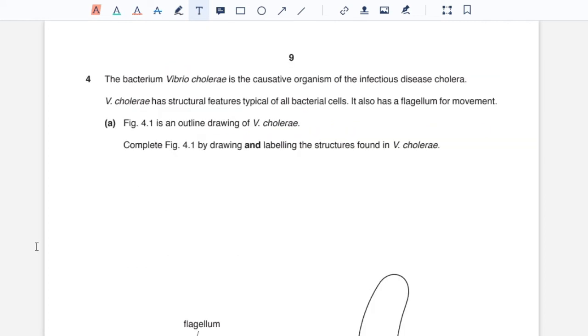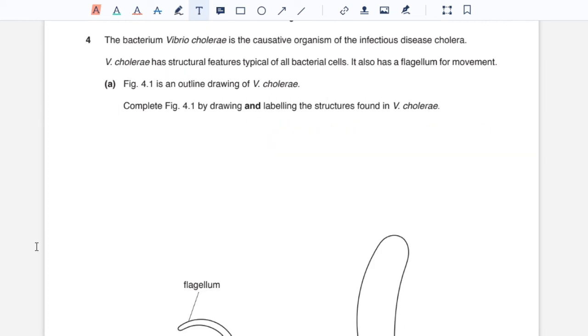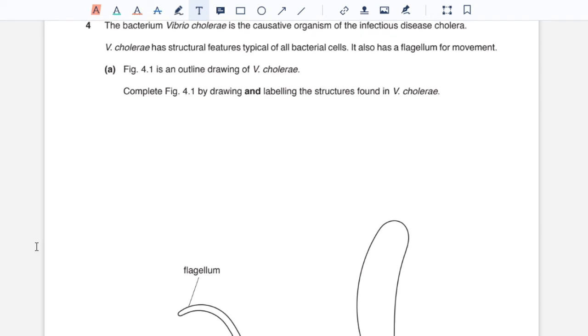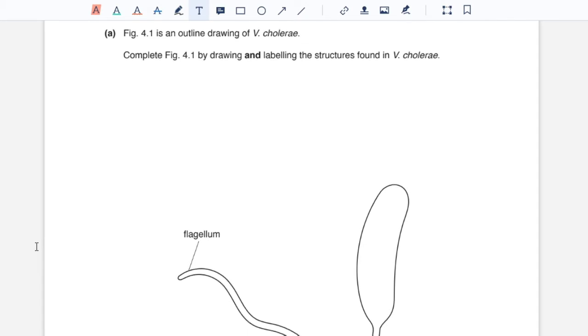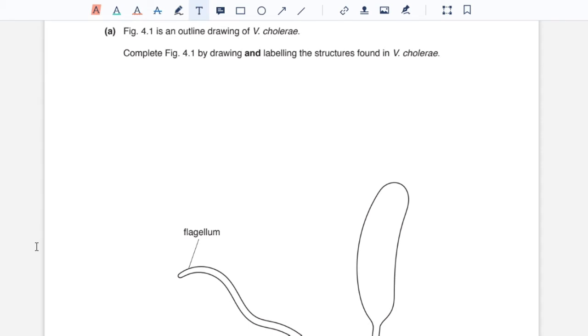The bacterium Vibrio cholerae is the causative organism of the infectious disease cholera. V. cholerae has structural features typical of all bacterial cells. It also has a flagellum for movement. Figure 4.1 is an outline drawing of V. cholerae. Complete figure 4.1 by drawing and labeling the structures found in it.